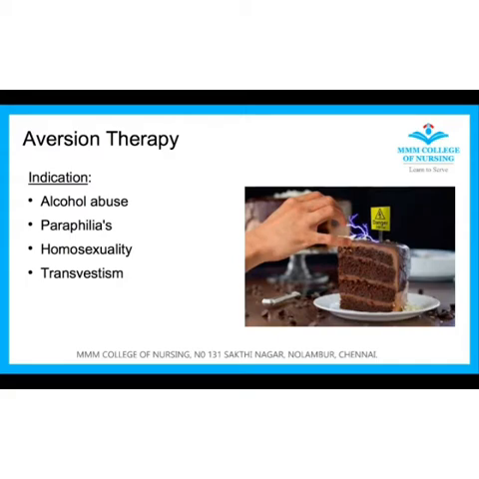A classic example of aversion therapy is disulfiram therapy, which is administered for an alcoholic patient. When the patient is on this therapy, even the smell of alcohol, or if the patient consumes a small amount of alcohol, it creates a serious reaction in his body. Therefore, the patient tends to reduce his habit of alcohol consumption. Indications of aversion therapy are alcohol abuse, paraphilias, homosexuality, and transvestism.